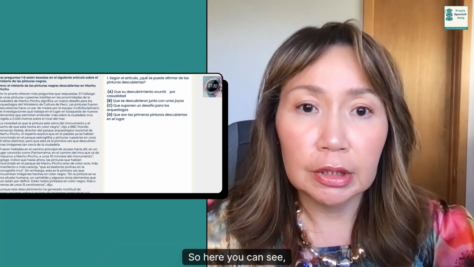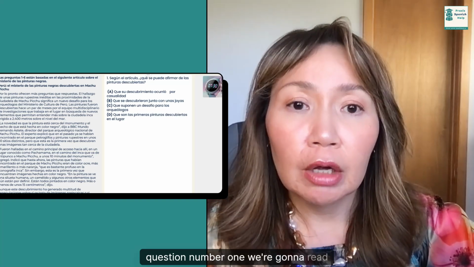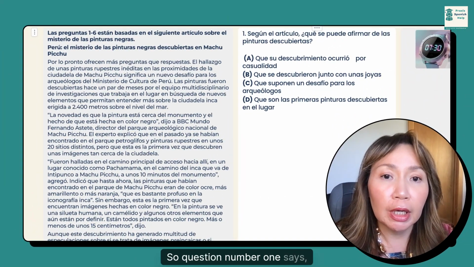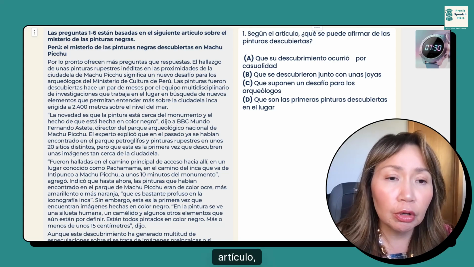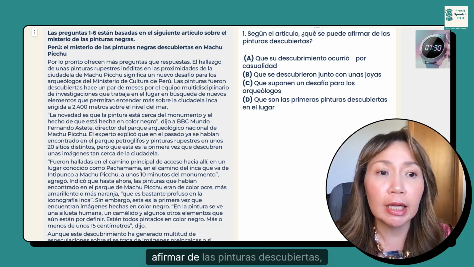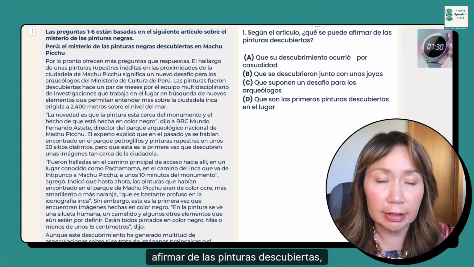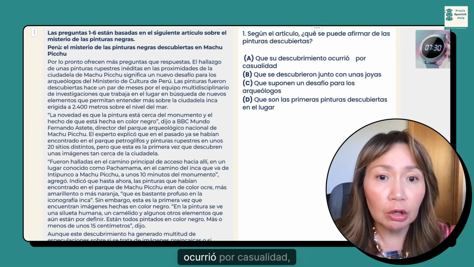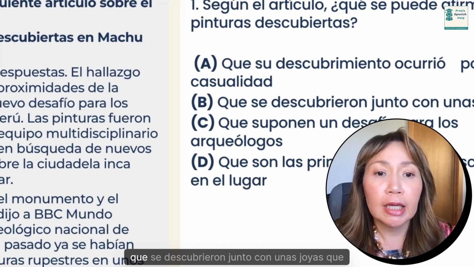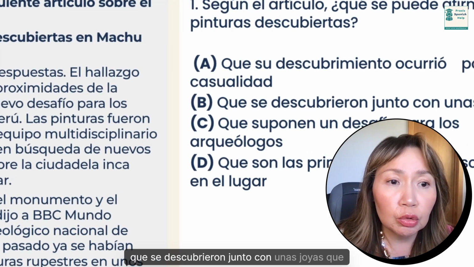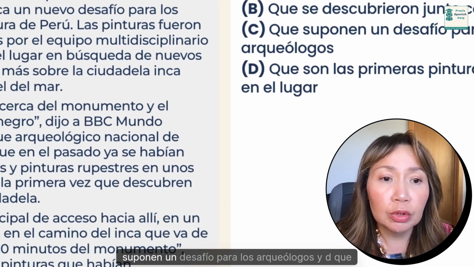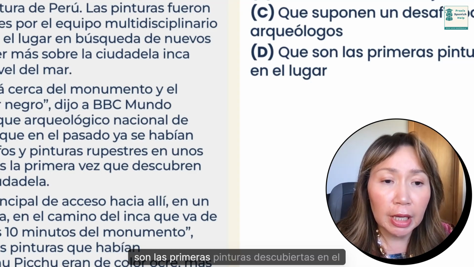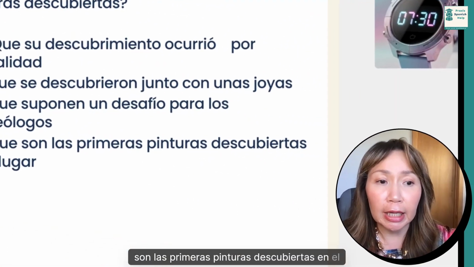So here you can see question number 1. We're going to read and then go back to our text. Question number 1 says, según el artículo, ¿qué se puede afirmar de las pinturas descubiertas? A, que su descubrimiento ocurrió por casualidad; B, que se descubrieron junto con unas joyas; C, que suponen un desafío para los arqueólogos; y D, que son las primeras pinturas descubiertas en el lugar.